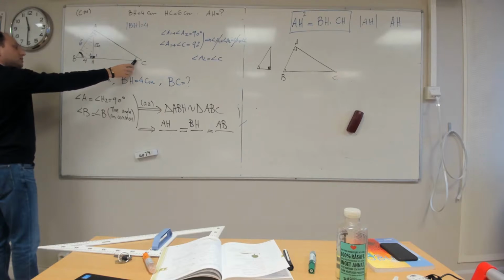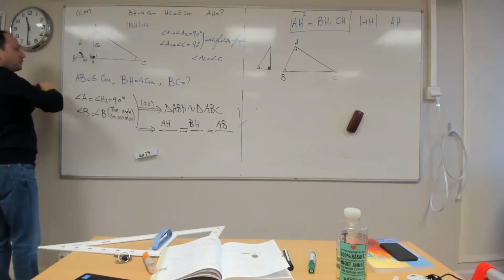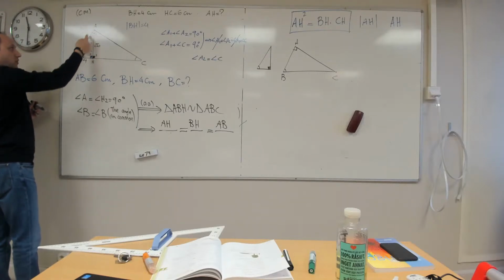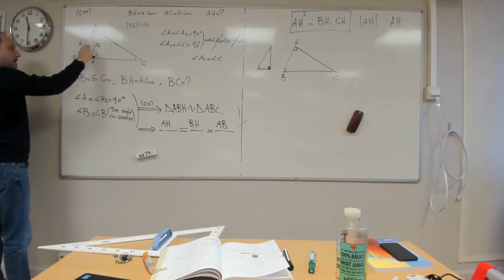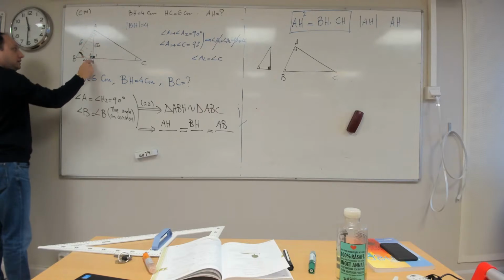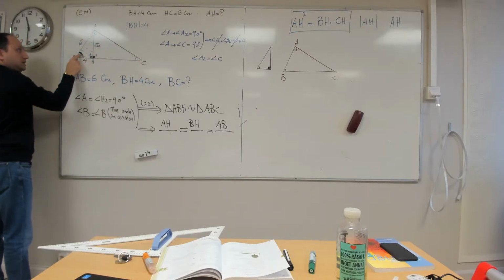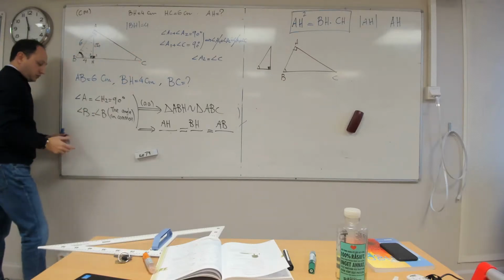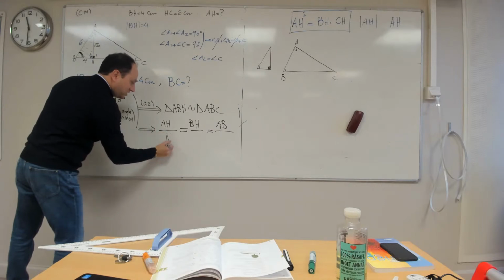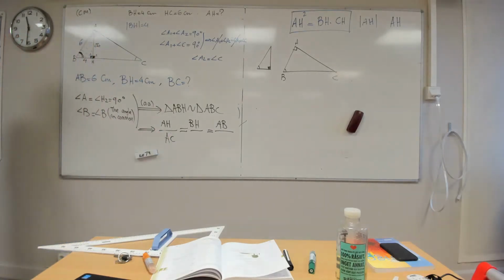Yes? Sorry, I was confused. AH is from the smaller triangle. You're right. AH is from the smaller triangle. It's opposite to B. Yes? From the bigger one, B is here. Opposite to B is AC. You're right. So you see, imagination is easier for me than just doing this.